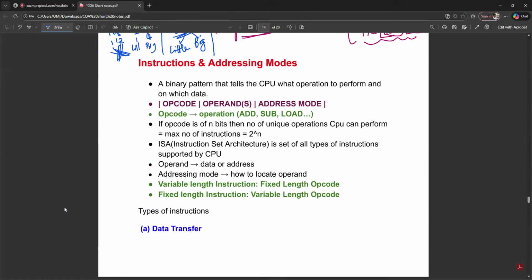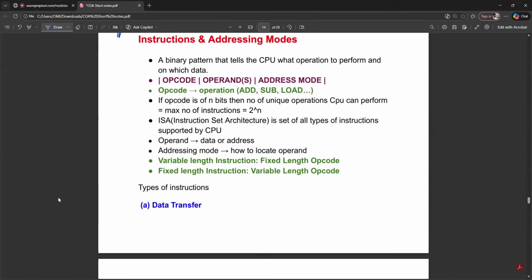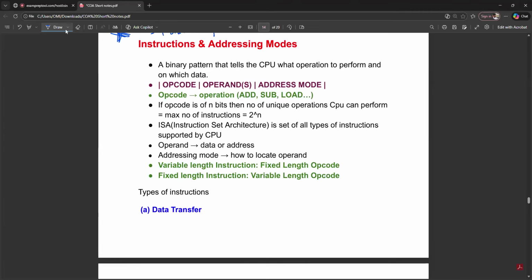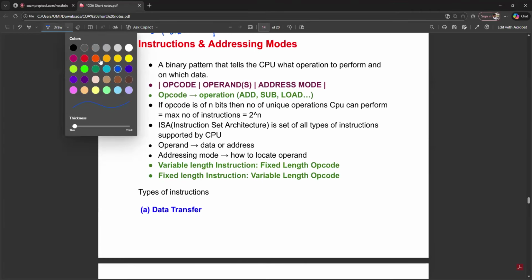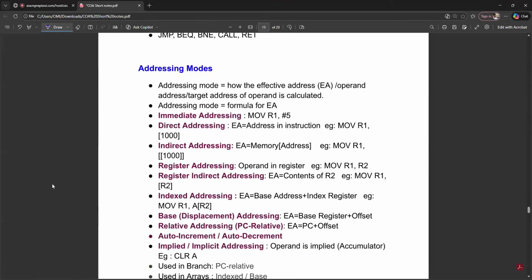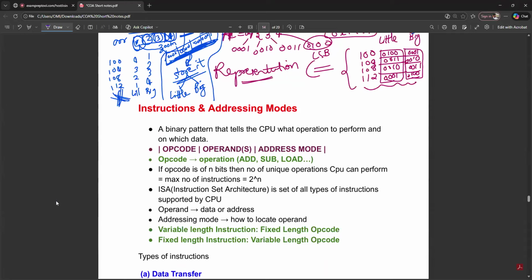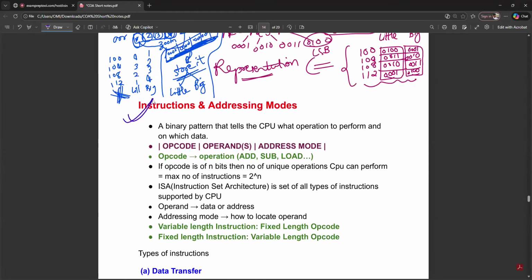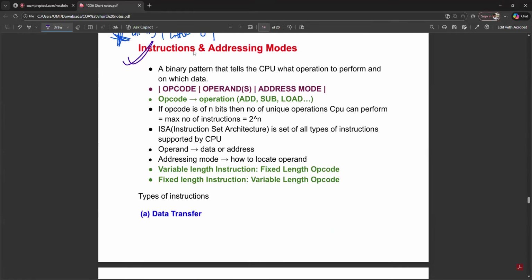Now moving to the next topic. Okay, so these are the addressing modes and instructions. Instructions and addressing modes.